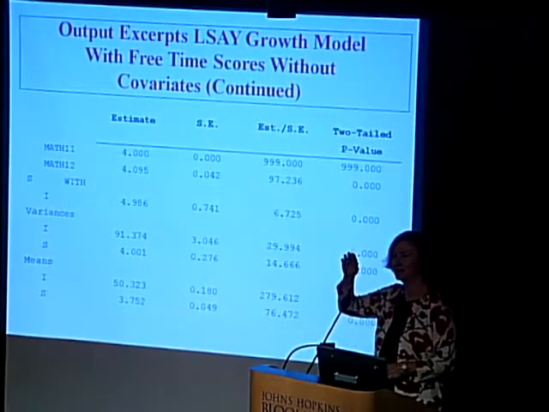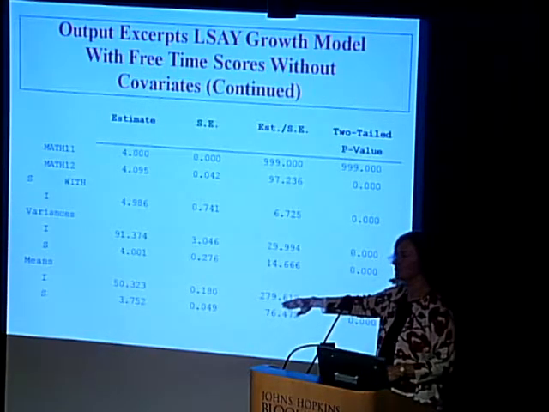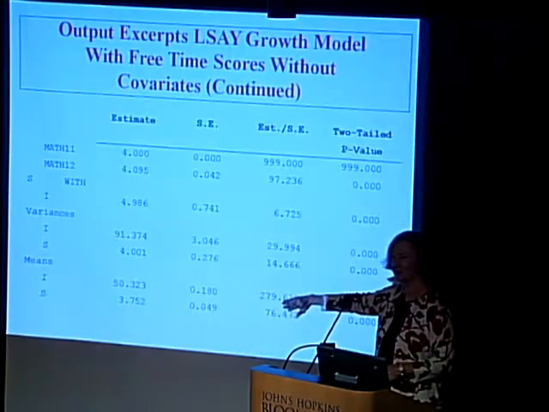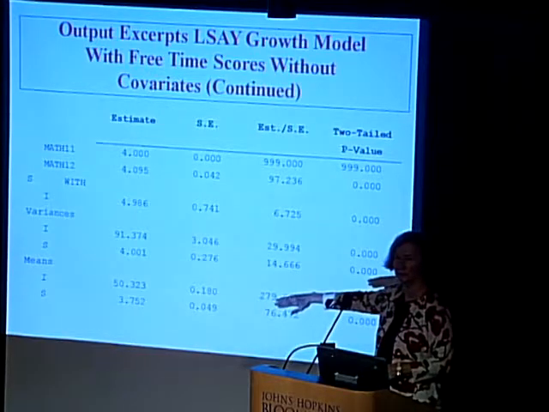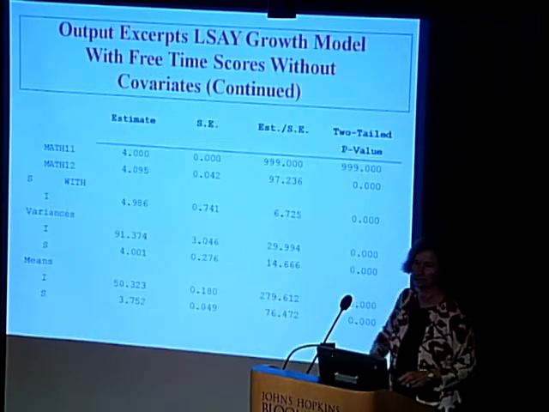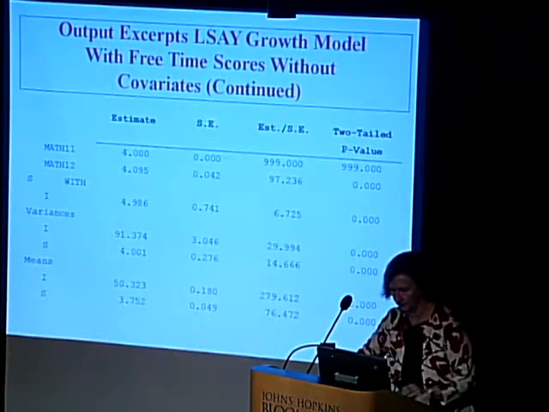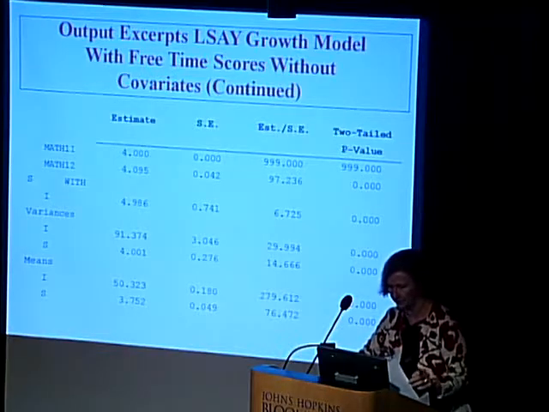So basically, the estimated time score allows us to capture and better fit the data, by capturing the fact that the math score does not change significantly between 11th and 12th grades.